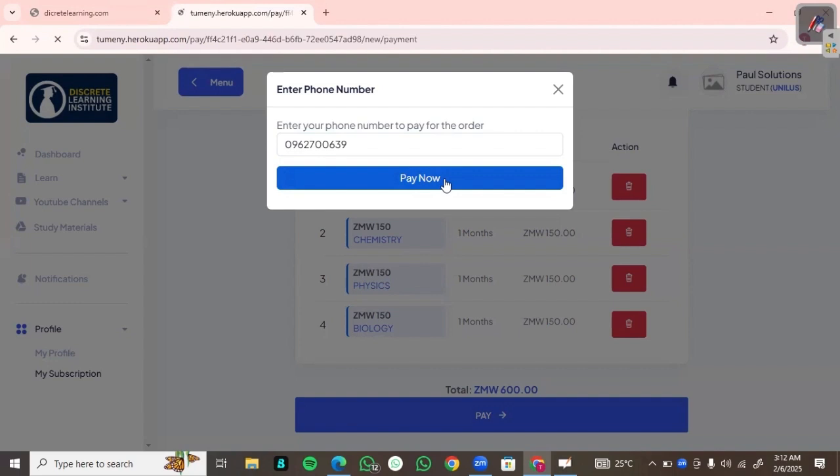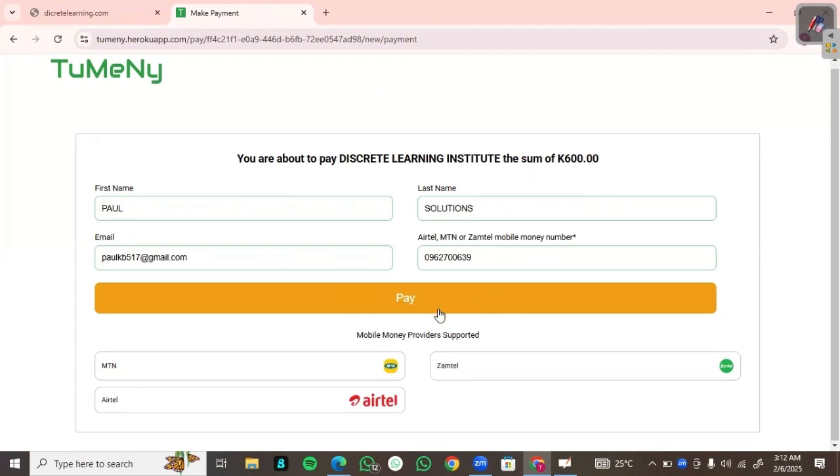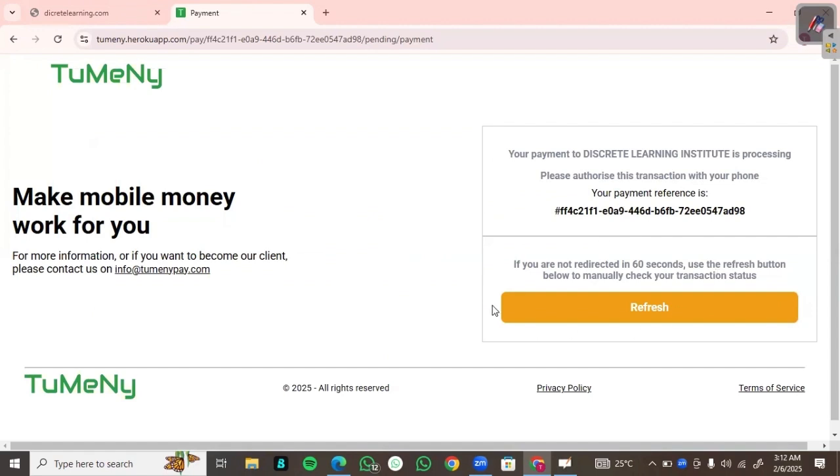So it's going to load. You wait for it, and then it's going to take you to this page. Here it's telling you you're about to pay DISCRETE Learning Institute the sum of whatever there. So what are you going to do here? You are going to click pay. Once you click that pay, this page here is going to pop up.